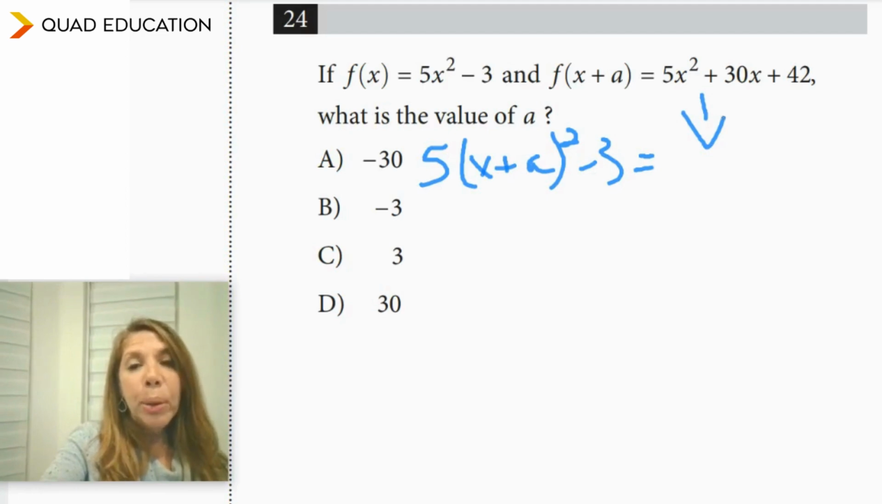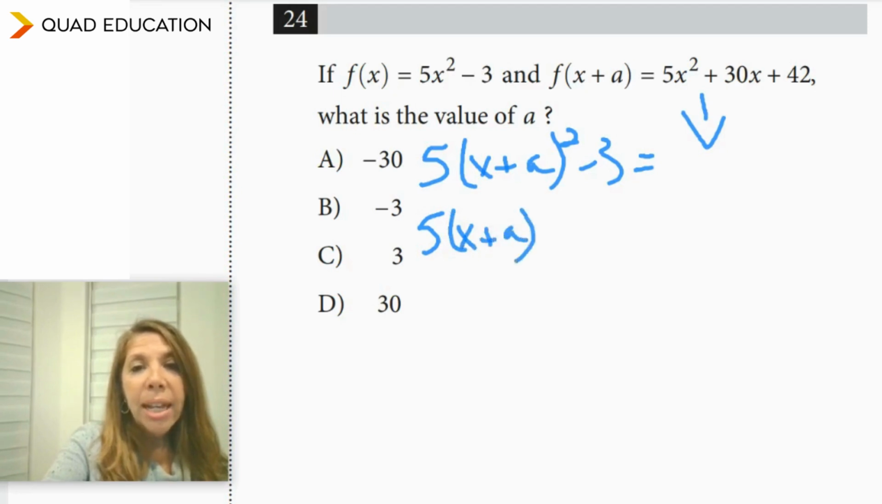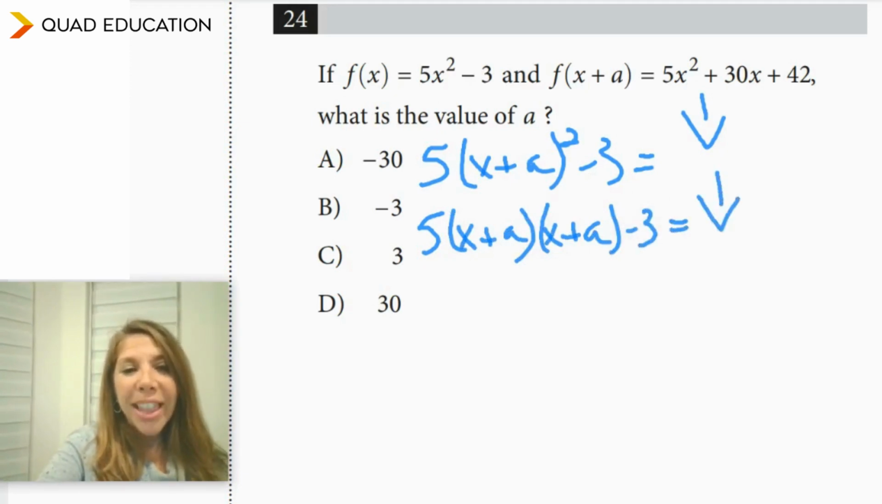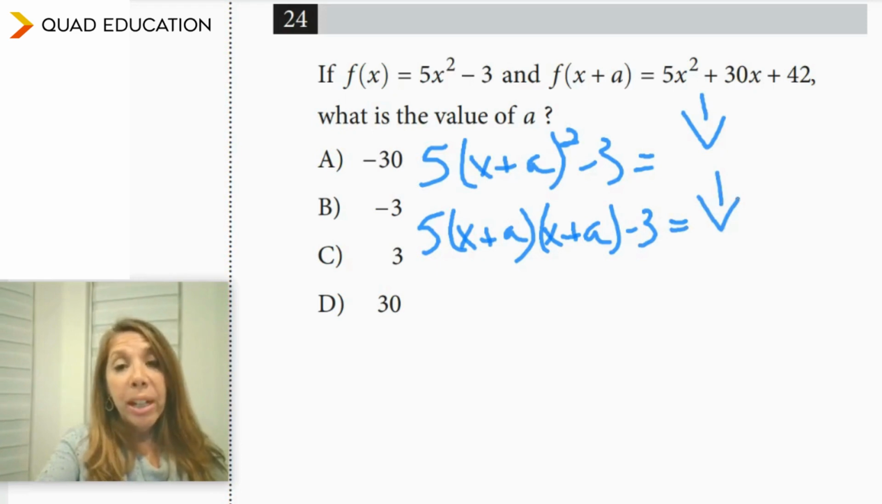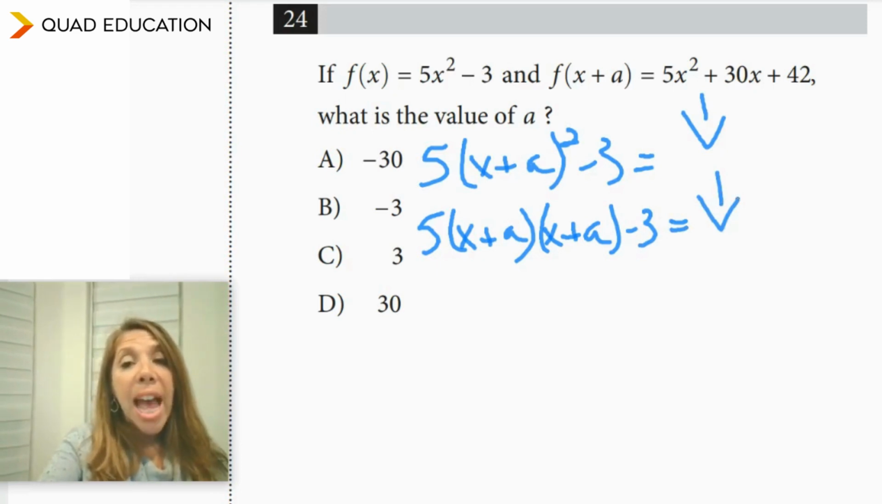So being that we're squaring x plus a, we're going to write that out twice. So that would be 5 times x plus a times x plus a minus 3. And that still equals that equation right over there. Now we're going to do FOIL. FOIL is first, outer, inner, and last.